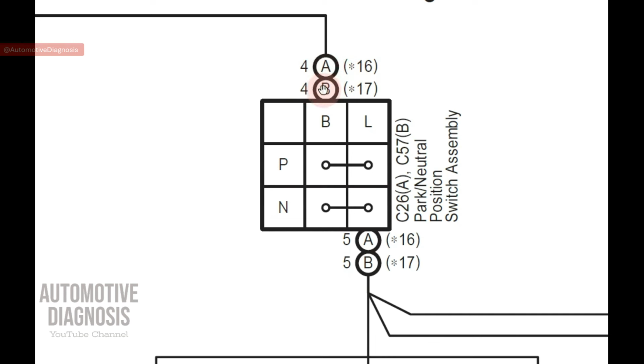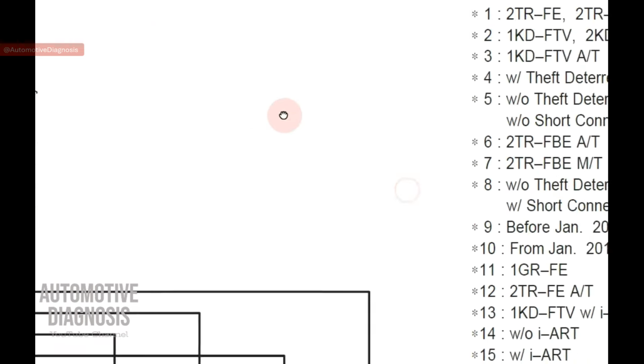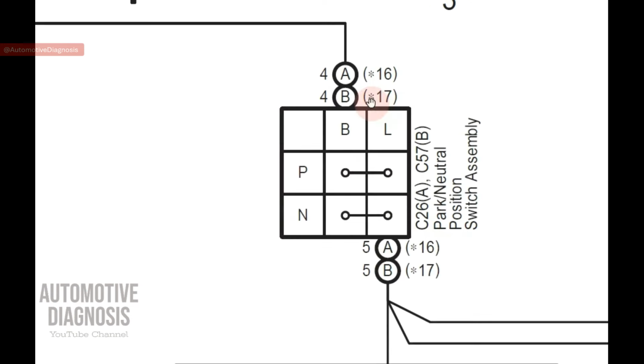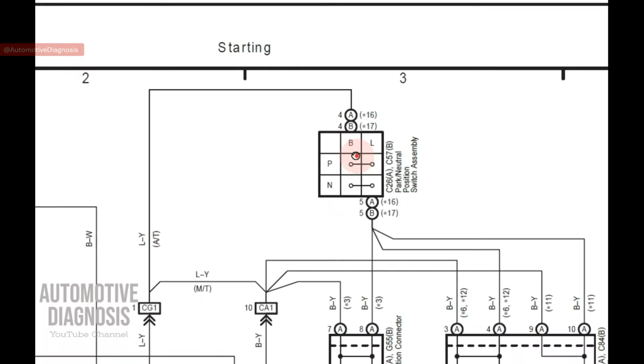But which one is actually connected? Do we have two connectors on the inhibitor switch? No. One of them is actually for this car that we are working on. You see there are two references here, 16 and 17. And if I have a look at the description on this diagram, so these are 16 and 17. You see before October 2012 production and after October 2012 production. So this one is referring to that. So you need to know which model year your car is and then go for the proper connector code.